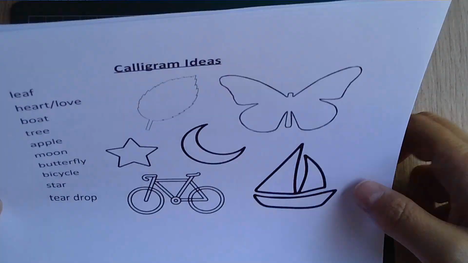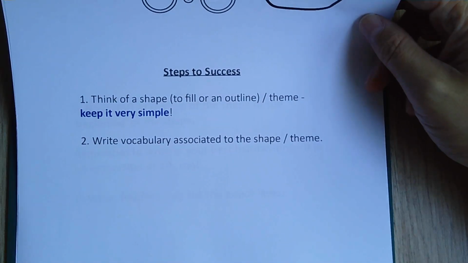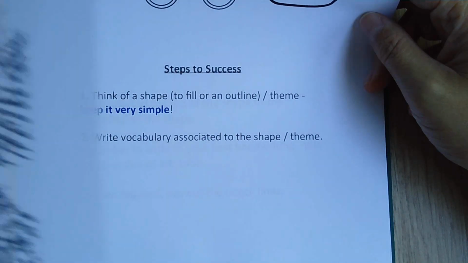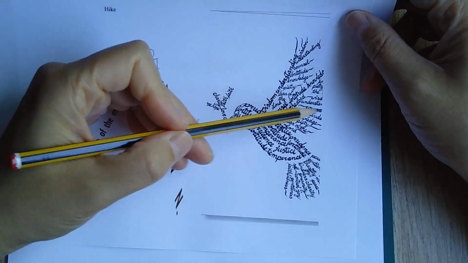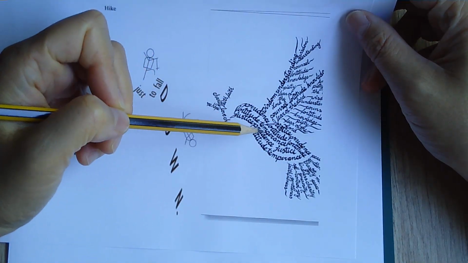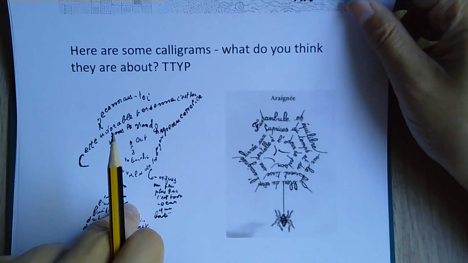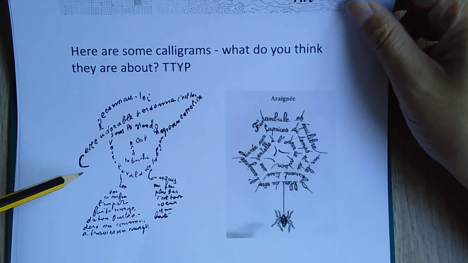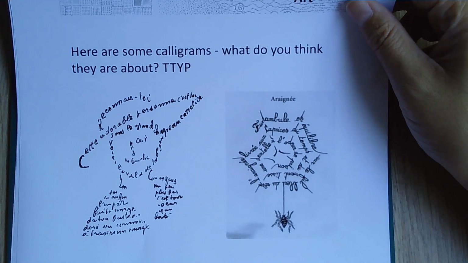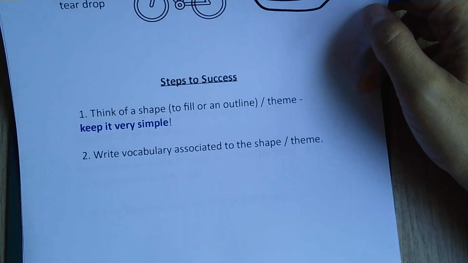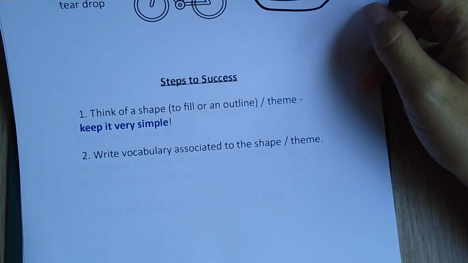Okay, let's just take a quick look at the steps to success. So first of all, we're going to think of our shape, which you should have done already. Now, either you're going to fill it in completely in the way that we have here. We've filled the entire body of the dove, or you may want to do an outline in the way that we had here with the woman. So we didn't fill it in completely, it was just the outline of her face and her hat and her body. Okay. Then you're going to write any vocabulary that you associate to the shape or the theme.